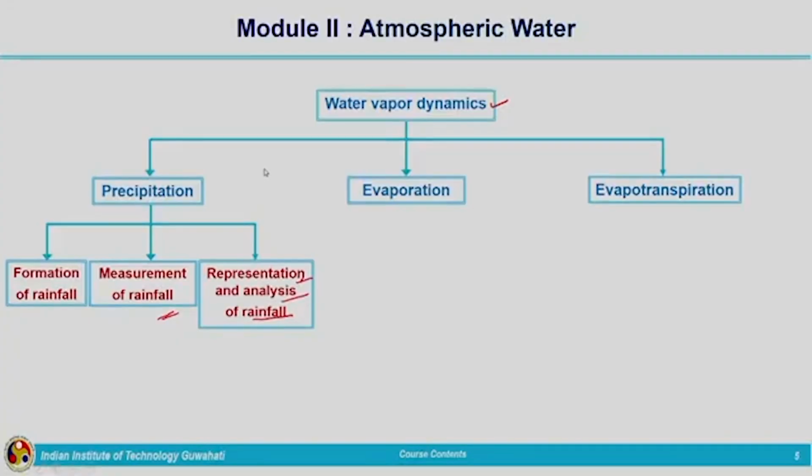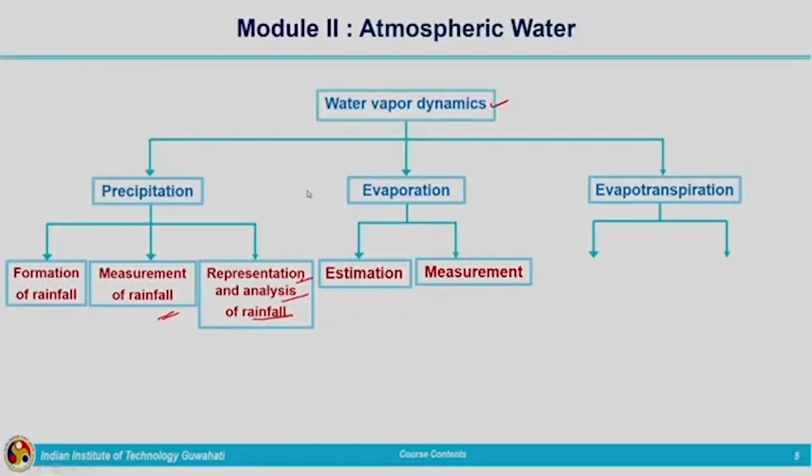Once that topic related to precipitation is over, we will move on to evaporation. Under evaporation also, we will study estimation and measurement methods. Then next is the topic of evapotranspiration. It is a combination of evaporation and transpiration. Evaporation is the water loss from the water body and transpiration is the water loss to the atmosphere through the plants. So, the combination is studied under evapotranspiration, and we will study the different estimation and measurement methods. So, here ends the second module.